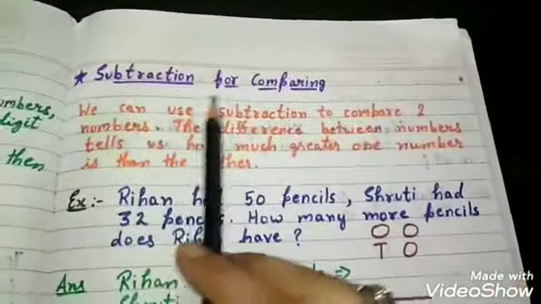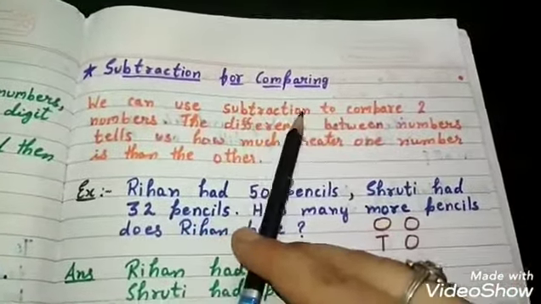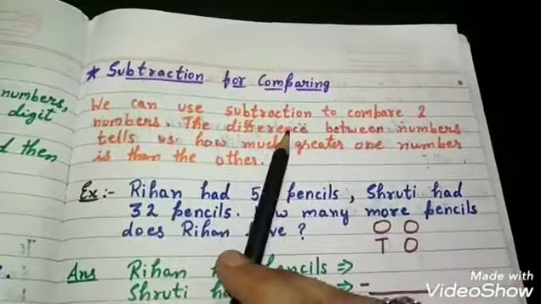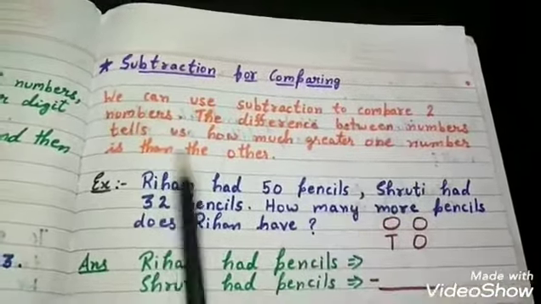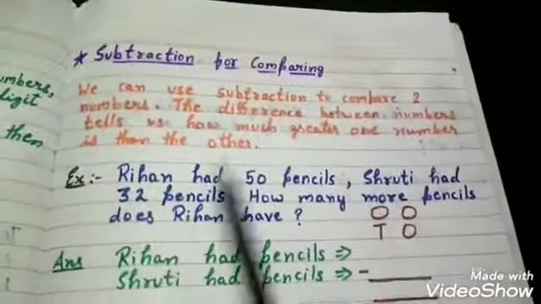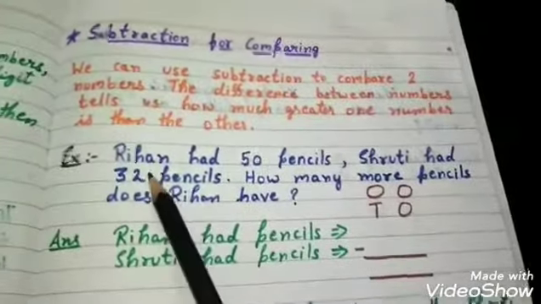Next topic is subtraction for comparing. We can use subtraction to compare two numbers. The difference between numbers tells us how much greater one number is than the other. Let us see this through a statement example.